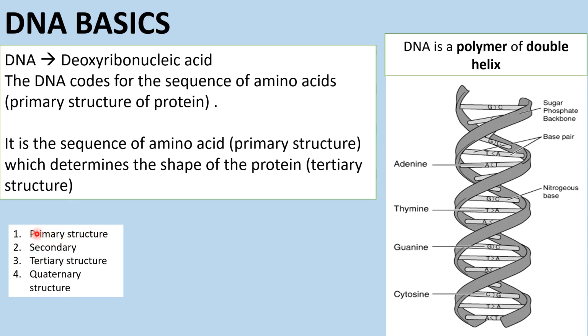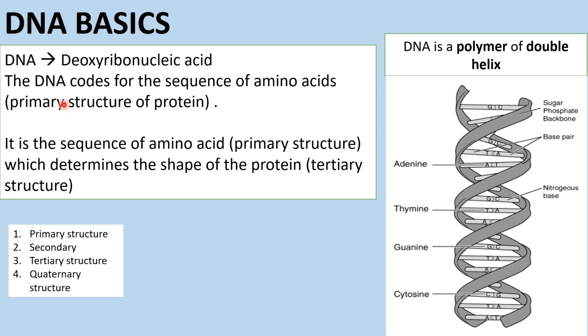And if you can remember, primary is the sequence, the order of the amino acids, and that particular sequence is actually determined by the DNA code. This is the sequence of amino acids, the primary structure, which is going to determine the shape of the protein in our tertiary structure. So if the arrangement of the amino acids is different, it will change the shape. And if you take one step backwards, what can change the primary structure?